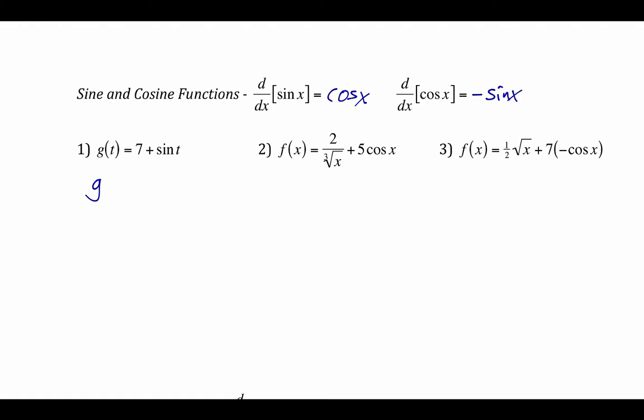So g prime of t, we've got to take these parts. You've got to remember, using the sum and difference rules, we need to take the derivative of each piece. So the derivative of 7 is 0. And then the sine of t, the derivative of that is going to be the cosine of t. So really, in the end here, g prime of t is just equal to the cosine of t. That looks like I wrote the word cost. Let me spread that out a little bit. So the cosine of t.